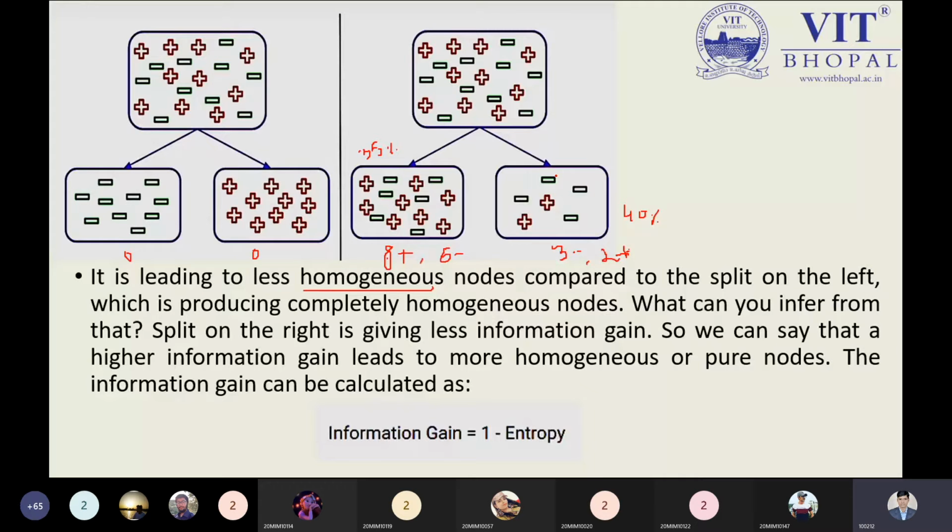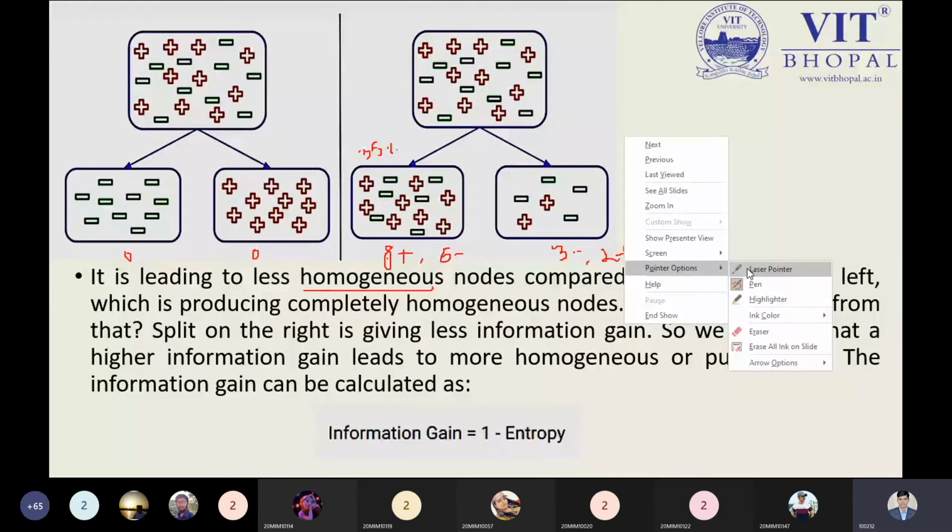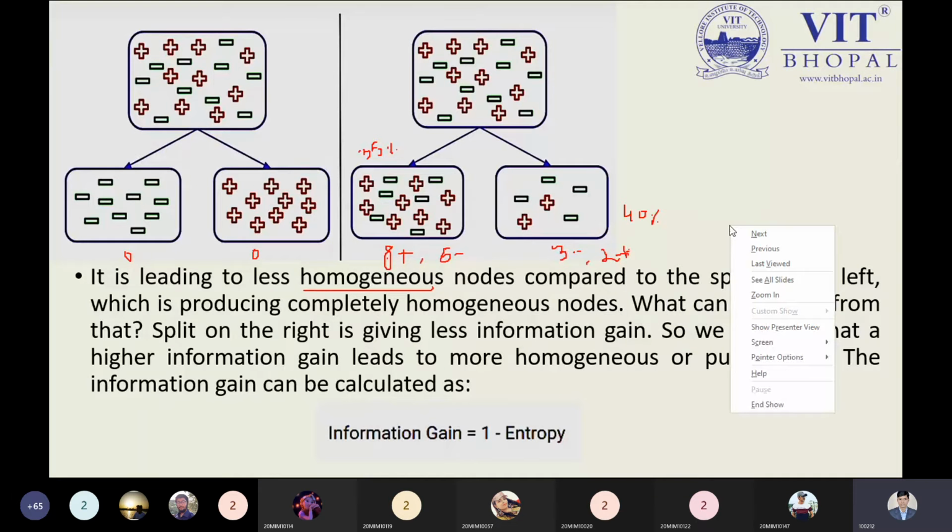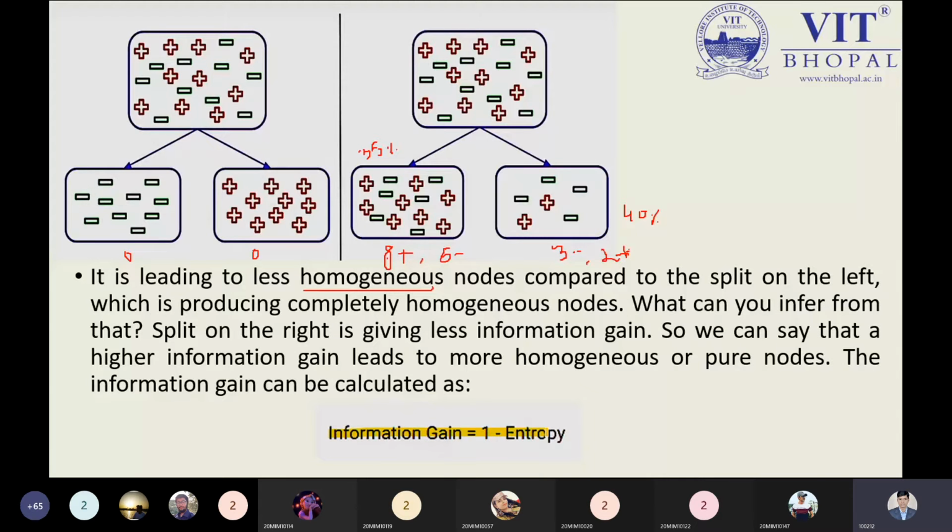And what is the formula of information gain? We have to determine information gain, because our calculation will not end with the entropy only. So you have to use this formula: information gain will be 1 minus entropy. So whatever entropy we are getting, we have to use it to calculate the information gain. This is a simple formula you have to understand.